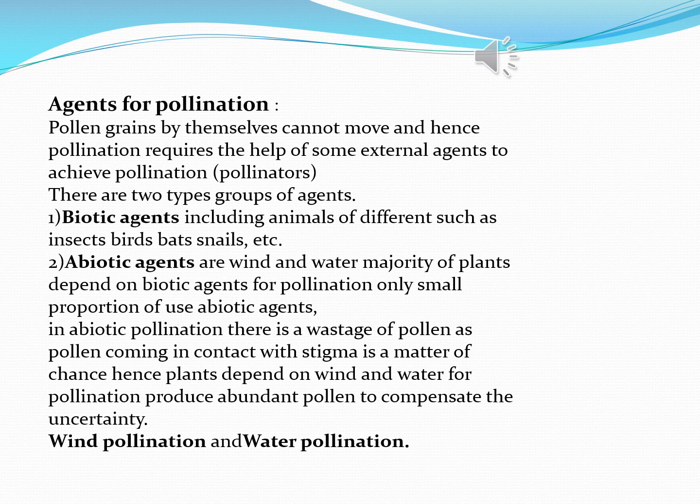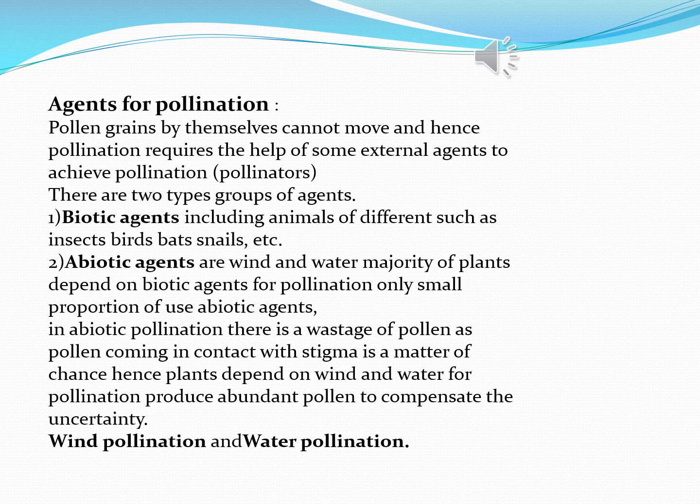In abiotic pollination, there are chances of wastage of pollen, as pollen coming in contact with the stigma is a matter of chance. So the plants that depend on wind and water for pollination produce a large number of pollen grains to avoid the wastage. The number is more abundant to compensate for the uncertainty.